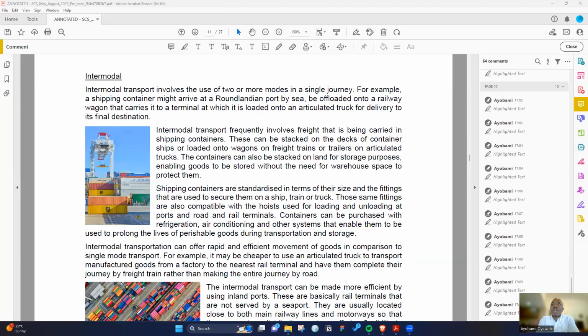Another mode of transport is intermodal transport, and this involves the use of two or more modes in a single journey. So, for example, a shipping container might arrive at a port by sea, be offloaded onto a railway wagon, and then that will carry it to a terminal at which it will be loaded onto another articulated truck for delivery to its final destination.